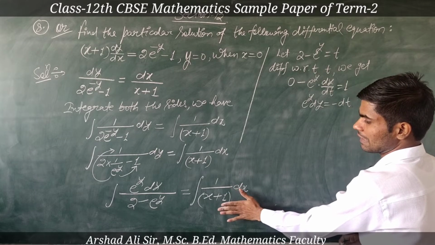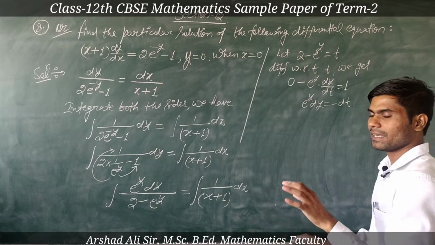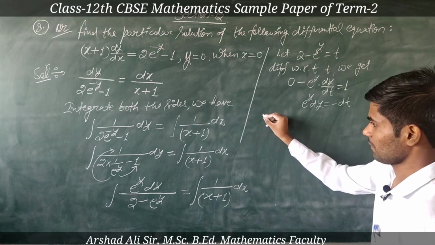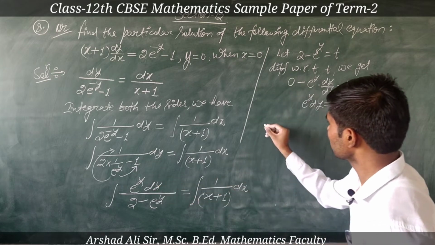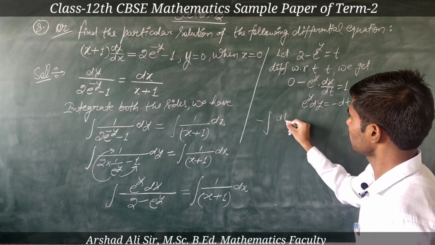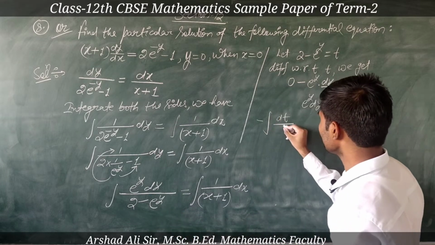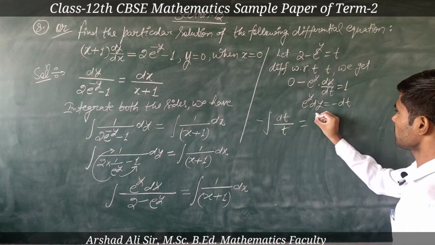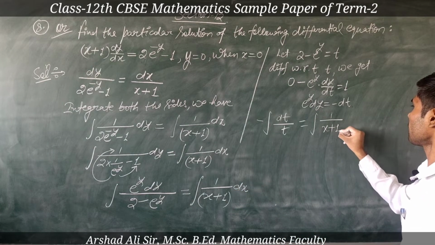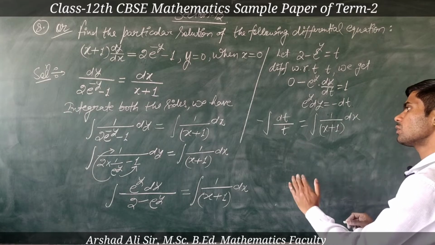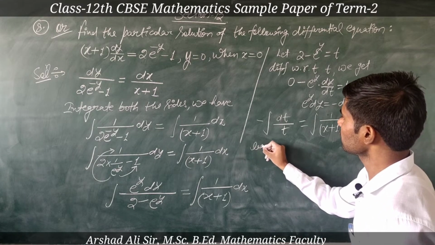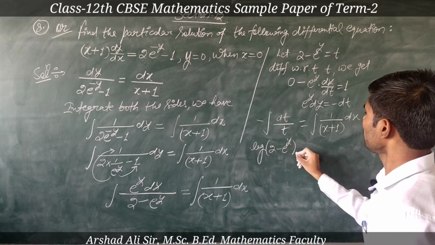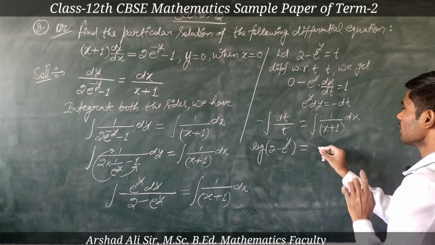1 upon x plus 1, it is in the form of 1 upon x, and integration of 1 upon x will be logarithmic x. So we can apply here e to the power y dy, so we can write minus dt upon 2 minus e to the power y, it is t, okay, is equal to 1 upon x plus 1 dx. So integration of 1 upon t will be logarithmic t, so we can write here logarithmic t, t means 2 minus e to the power y, and this negative sign will be in the right side.